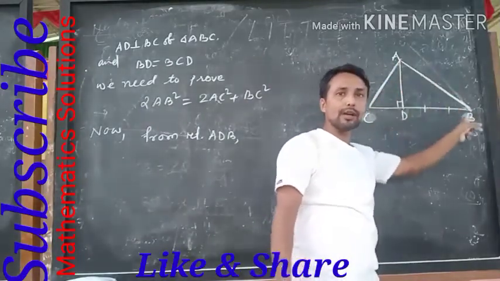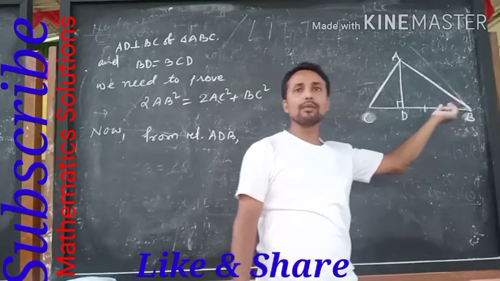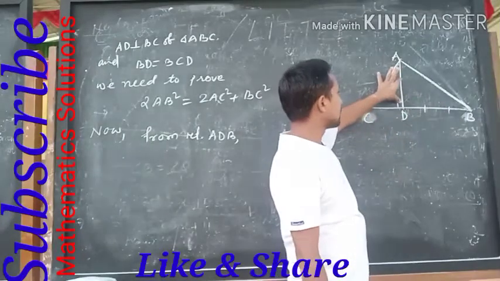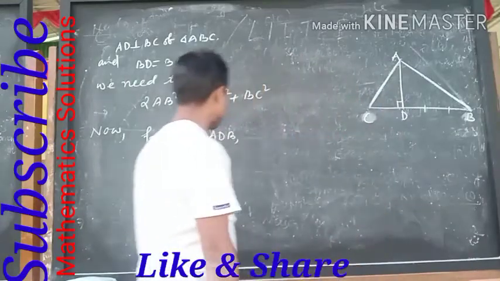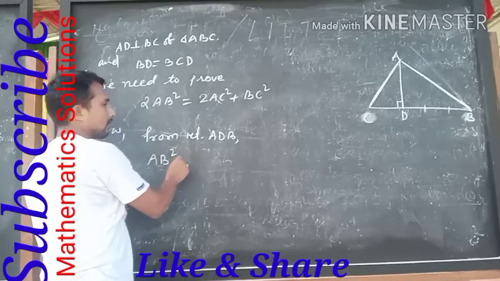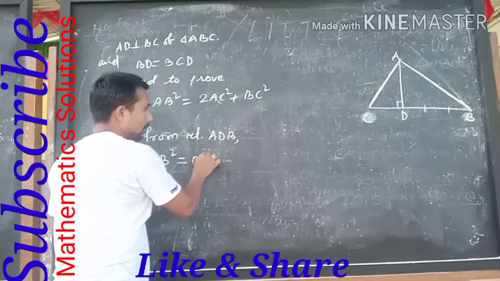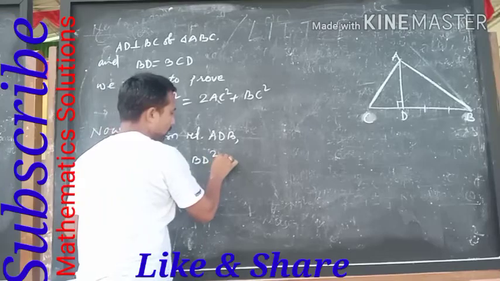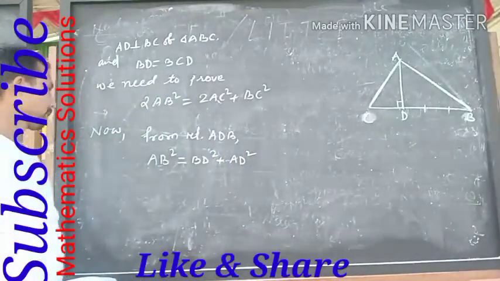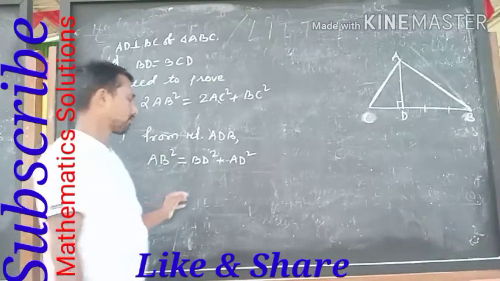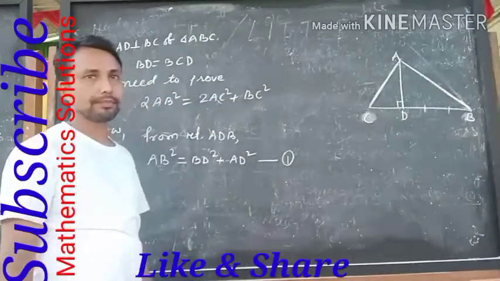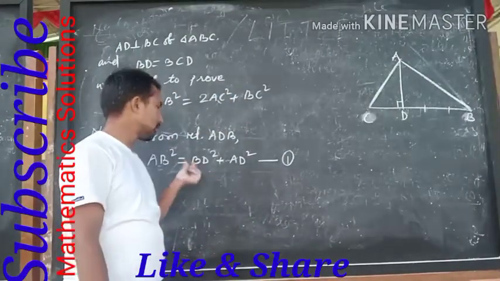From the right triangle ADB, the hypotenuse square equals the sum of squares of the other 2 sides, which is BD square plus AD square. AB square equals BD square plus AD square. Let us call this equation 1.